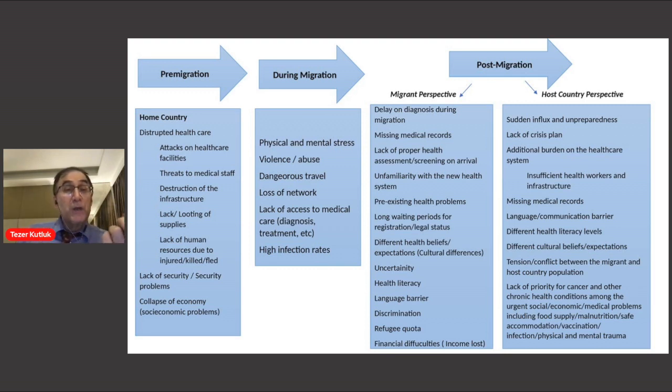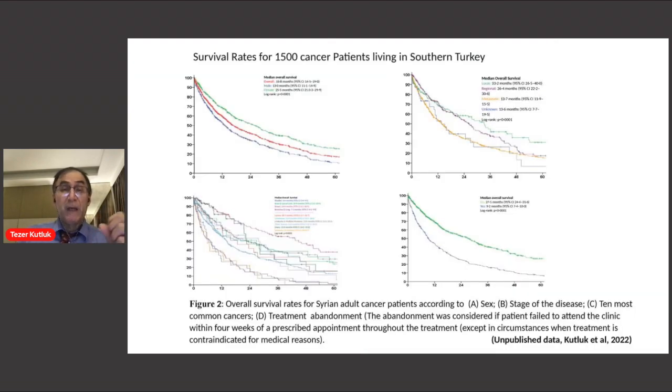There are some factors that started already in the pre-migration period: disrupted healthcare, lack of reports, lack of security. It continues during the migration. So the outcome is affected by all of these, not only by the care you provided when they reach their final destination after the migration. The problems continue during the migration: physical and mental stress, violence, dangerous travel, loss of network, lack of medical care, etc. And when they reach the host country, more problems occur from the migrant perspective and the host country perspective. I will not read all, but this is really a very complex situation to manage the care in the refugee population.